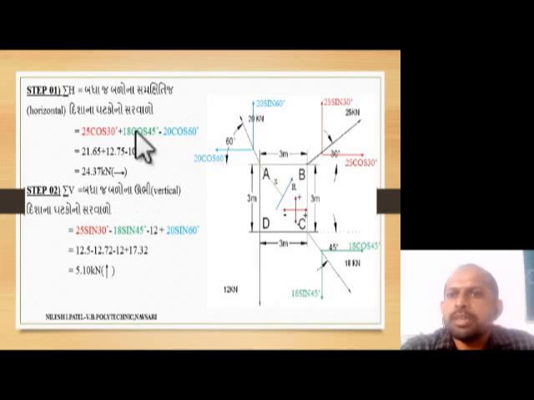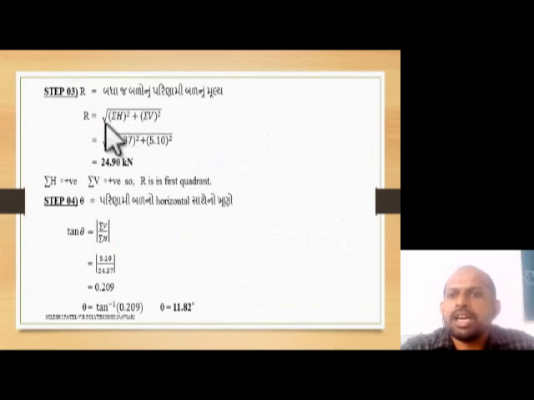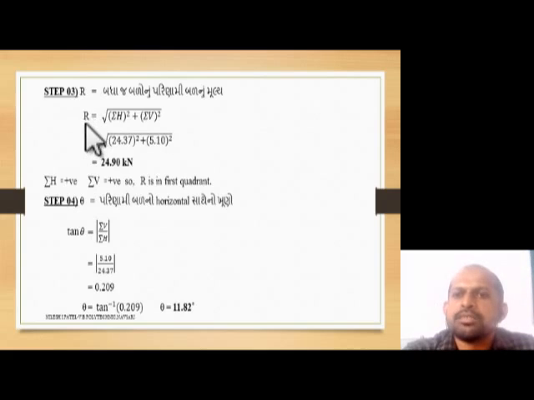In step number 1, you have to find sigma h carefully. If your sigma h and sigma v are incorrect, then the magnitude of the resultant force is also incorrect. So be careful in step number 1 and step number 2. If your step number 1 and 2 are correct, then your step number 3 is also correct.